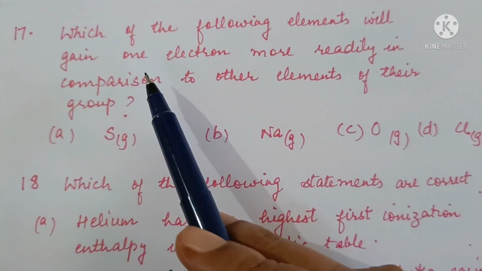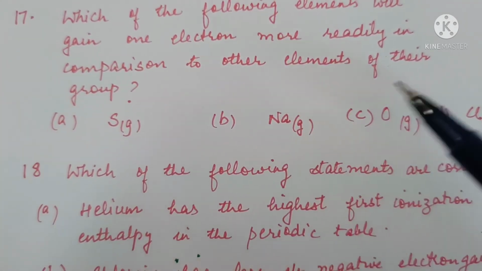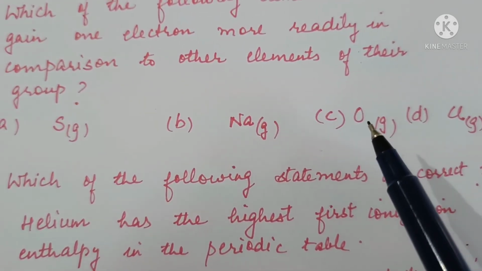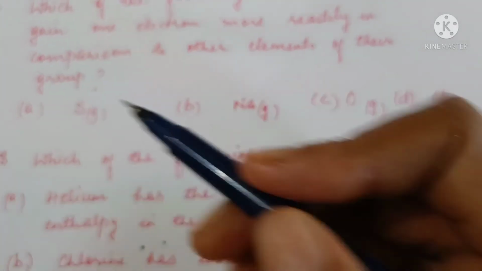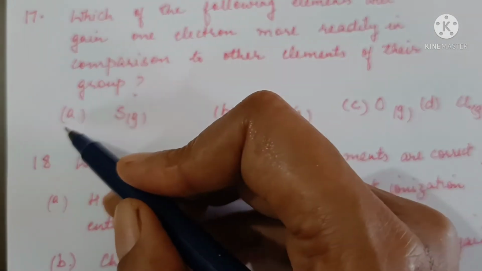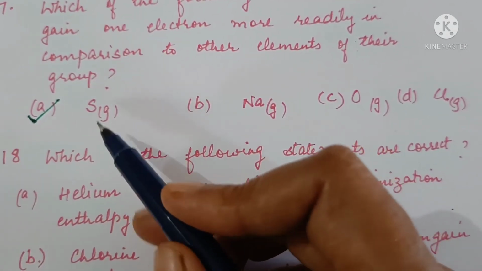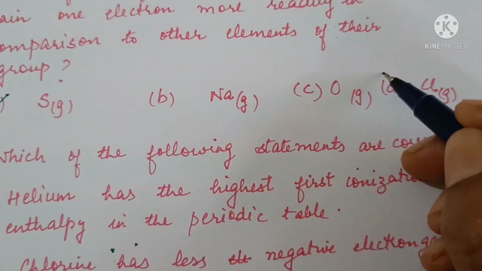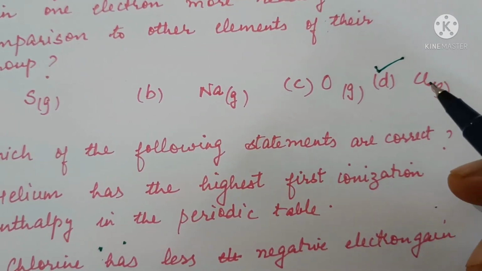Which of the following elements will gain one electron more readily in comparison to other elements of their group? Oxygen being smaller in size, it does not gain electron that easily as compared to sulfur, and down the group the tendency to gain electron decreases, so sulfur gains electron more readily in comparison to other elements of the group. Then chlorine is the element which in its respective group has the maximum electron gain enthalpy.